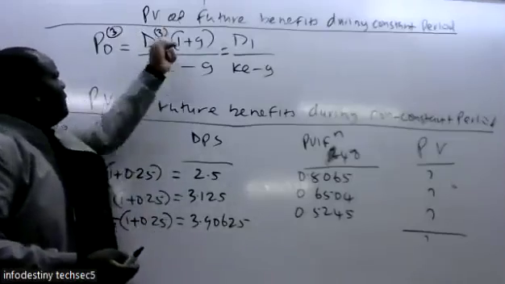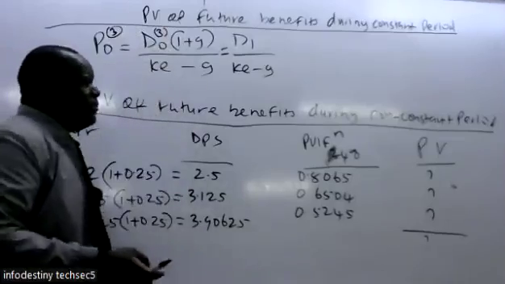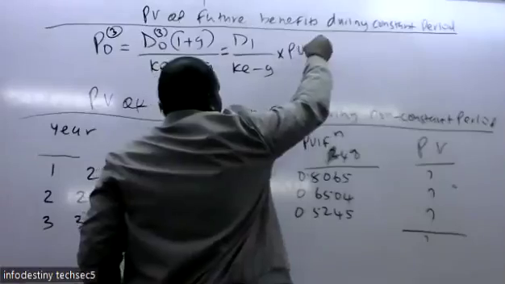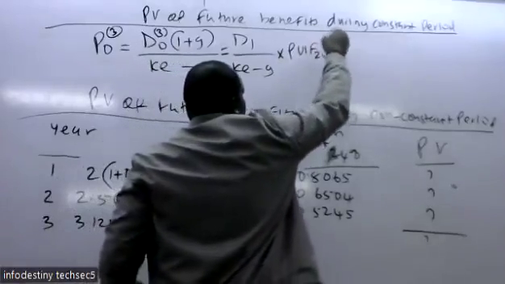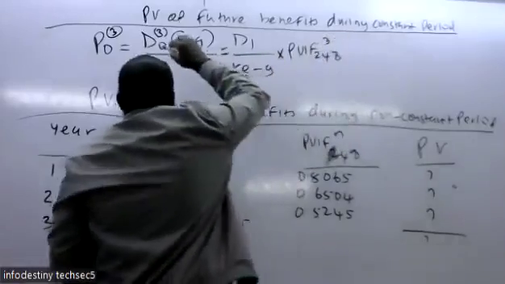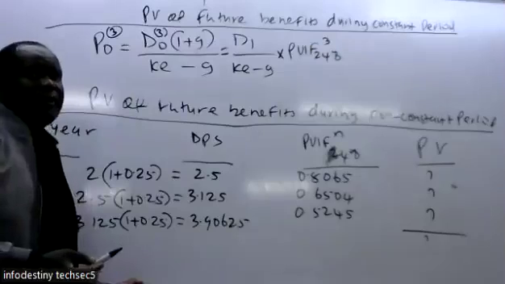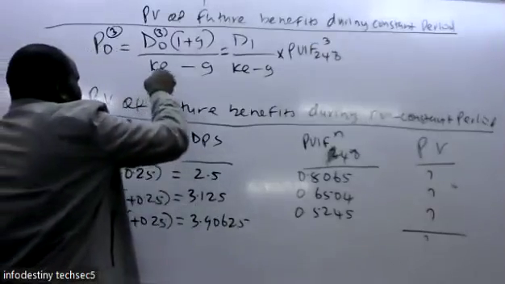So you should convert them to period 0. Converting them to period 0, discount them at the present value interest factor, 24% in year 3, because 0 is the same as year 3. So we come to this particular point.